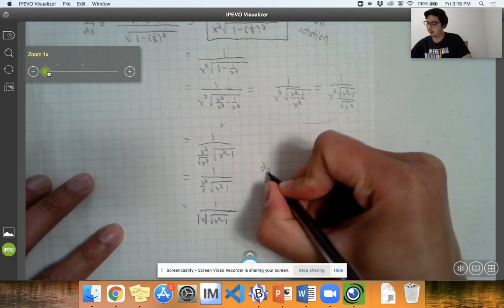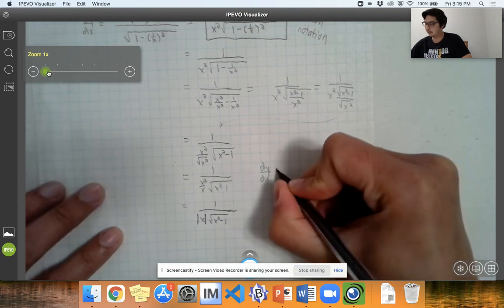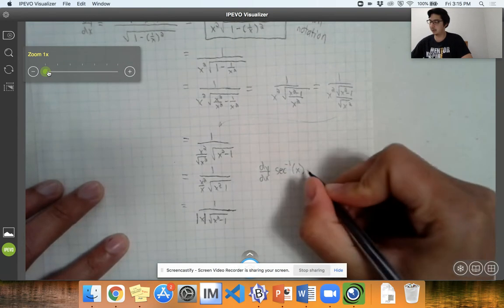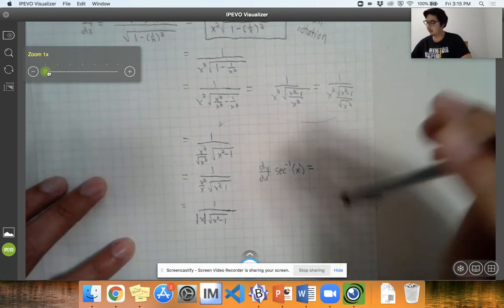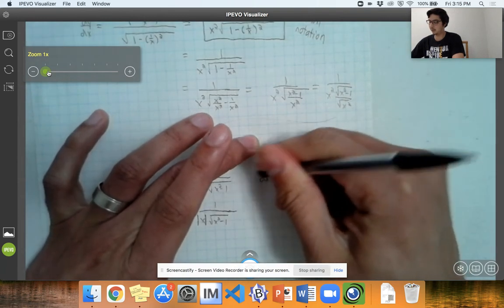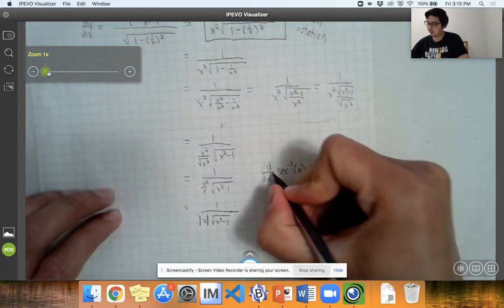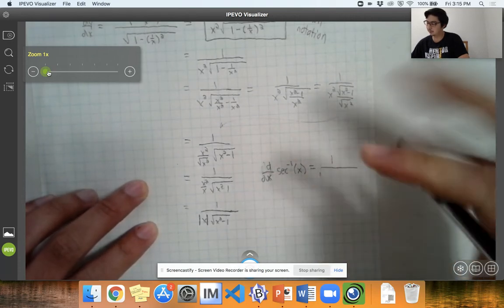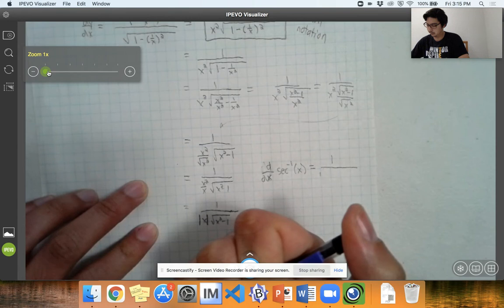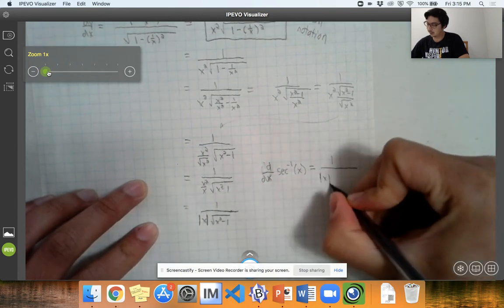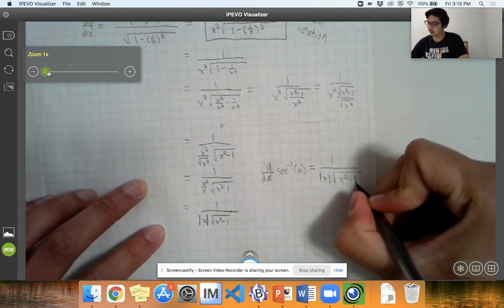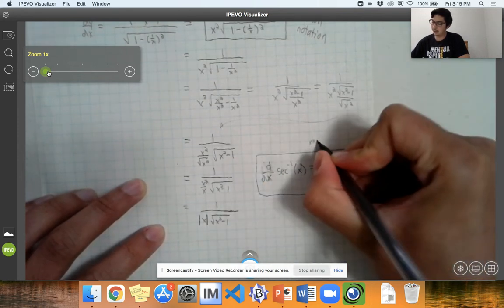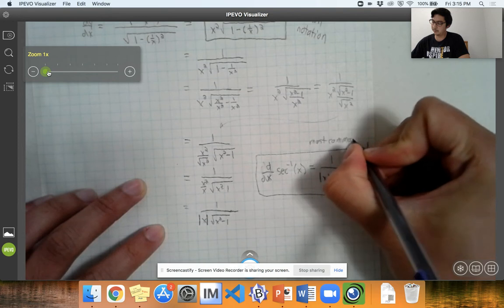So the derivative of arc secant of x is equal to, and I don't want to write dy because you don't know what y is, so I'll just write d dx. The derivative of this function with respect to x is equal to, the most common way they write it is 1 over the absolute value of x times the square root of x squared minus 1. And that's the most common. Okay, and I hope you can follow the algebra on how I got that.